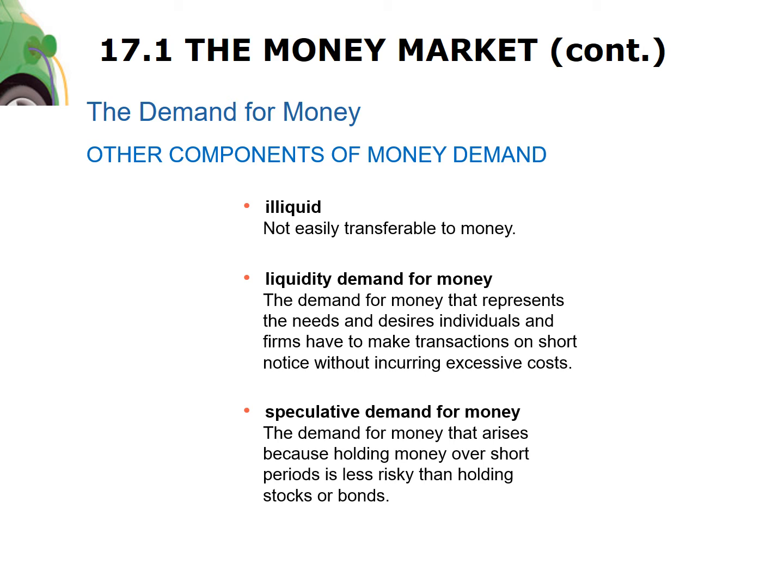And then there is some liquidity demand for money, because a lot of transactions require a liquid form of money. So people demand money that represents the need and desire for us to make transactions with those liquid money on short notice without incurring excessive costs. So there's the liquidity demand for money. And then people also demand money for speculative purposes. People may invest that money into stocks and bonds in the money market. So we demand money for those speculative purposes.